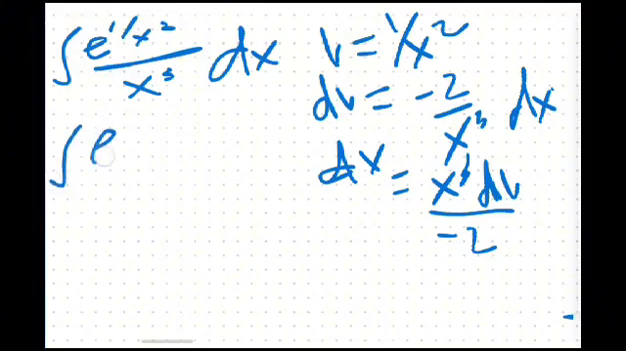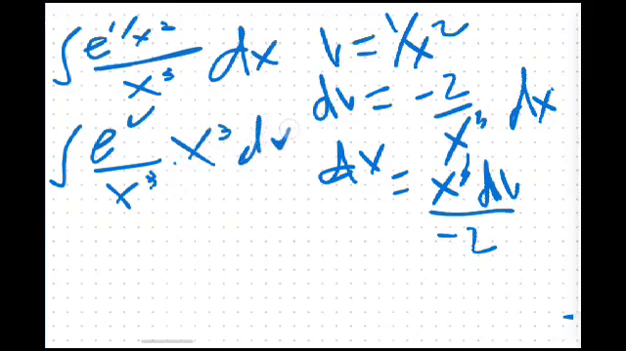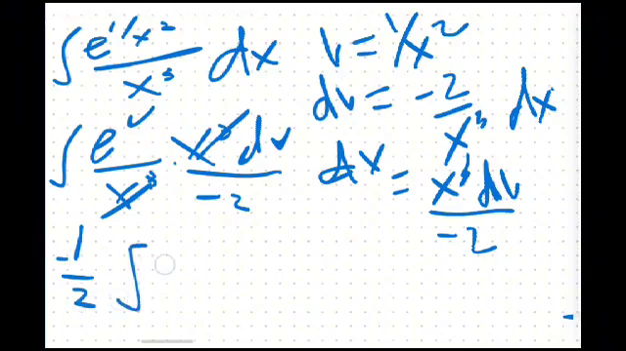Let's rewrite the problem. Integral of e to the u over x cubed, times x cubed du over negative 2. We can now cancel this x cubed, and we can bring this negative 2 as negative 1 half outside the integral. So it's going to be negative 1 half integral of e to the power of u du.